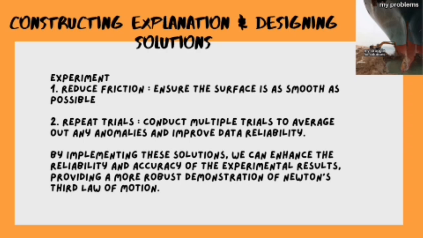Then, we also repeat trials. We conduct multiple trials to average out any anomalies and improve data reliability. By implementing this solution, we can enhance the reliability and accuracy of the experimental results, providing a more robust demonstration of Newton's third law of motion.